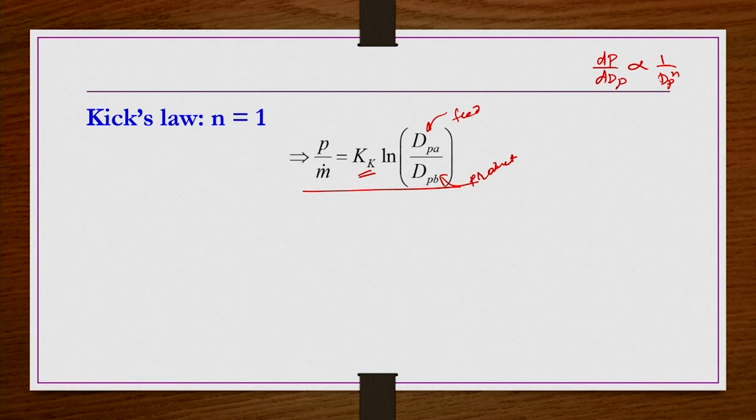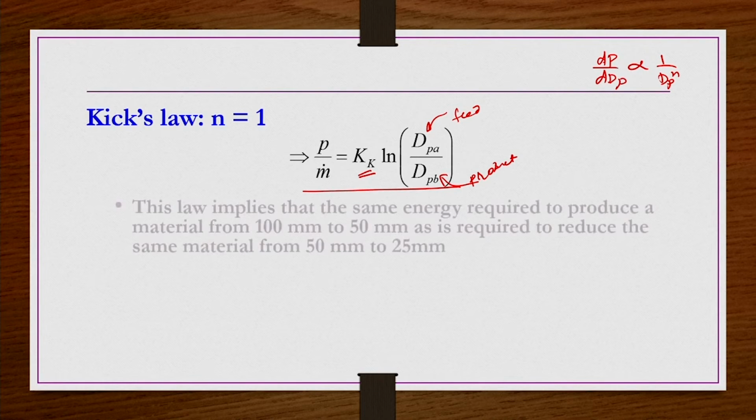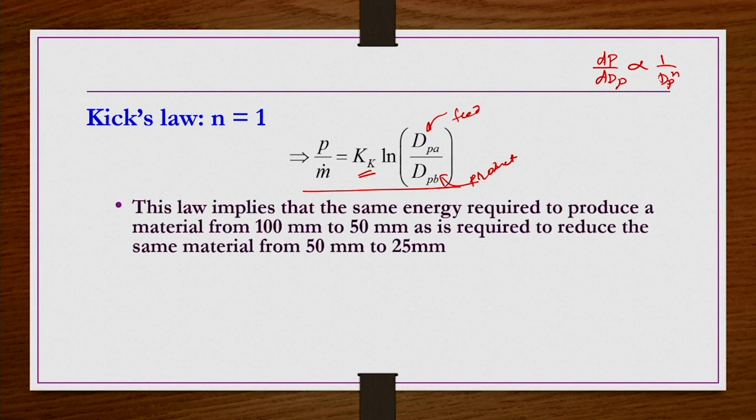But that is in general not true. That is the reason this kind of restriction is there here also. This law says that the same energy is required to reduce a material from 100 mm to 50 mm as is required to reduce the same material from 50 mm to 25 mm, because 100 by 50 is 2, 50 by 25 is again 2. So, according to this law, as long as the dPA by dPB ratio remains the same for a given material being crushed in a given equipment, the power requirement is going to be the same, but in reality that is not true in general.